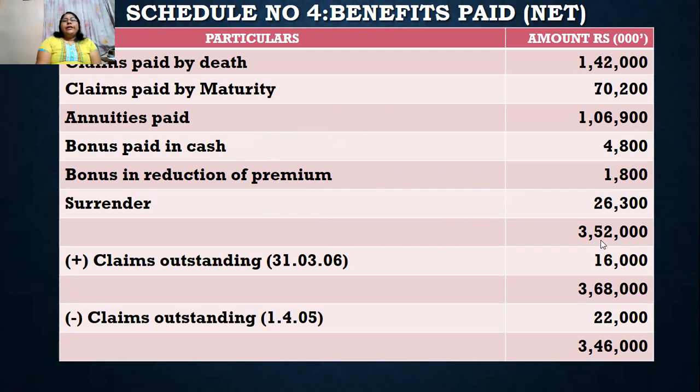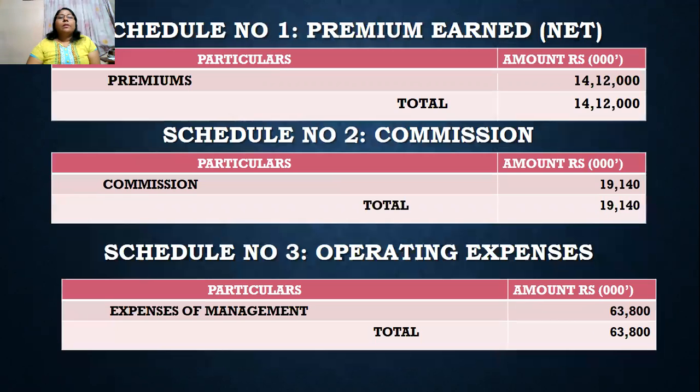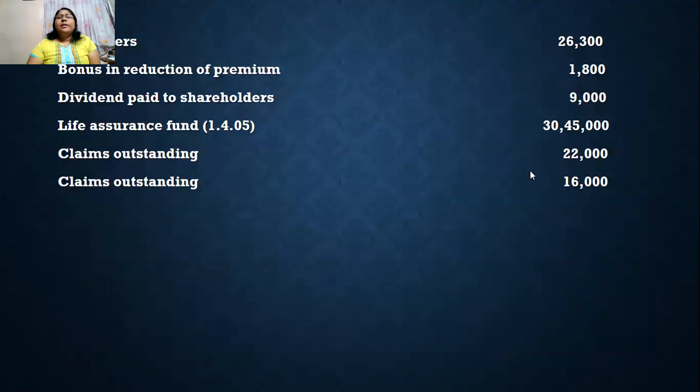Then I need to look into the claims outstanding: closing claims outstanding must be added, and opening claims must be deducted. This is the thing. Whenever you have claims outstanding, we need to look into the date, whether it is opening or closing. Closing is always added and opening must be deducted, and we get 3,46,000 as benefits paid. That is schedule number 4. Here the date is not mentioned in the problem, so I will take claims outstanding 16,000 as the opening claims, and claims outstanding 20,000 as the closing claims.